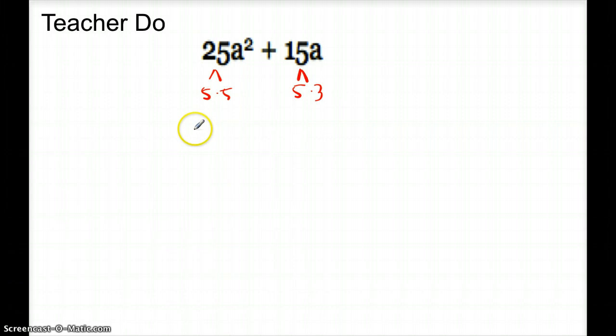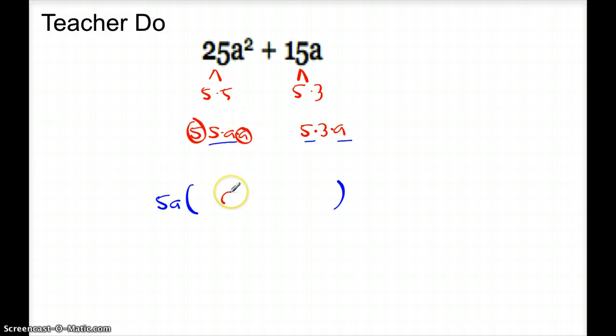So let me list everything. 5 times 5 times a, just like you do now. 15 is going to be 5 times 3 times a. Now, what do these two items have in common? They both have a 5 and an a. So I'll take that out. 5a is what they have in common, and then the leftovers stay inside. So leftovers is 5a, there's the a, and over here, the leftover is just a 3.